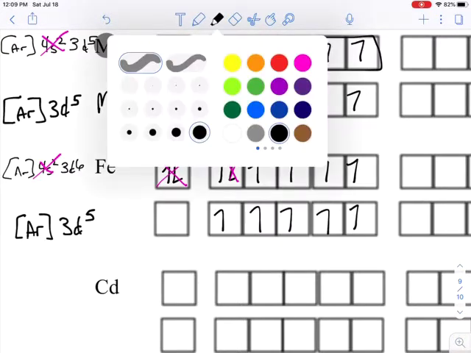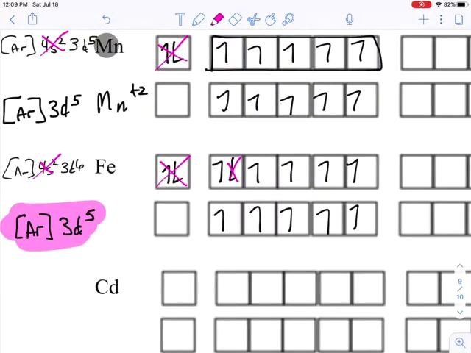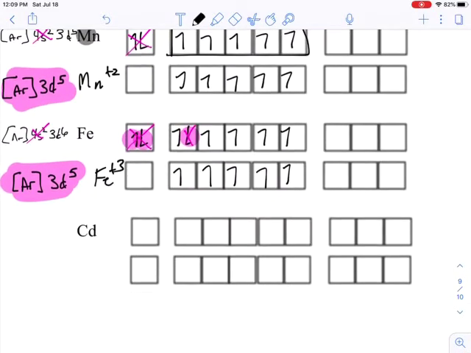which is now argon 3D5. Oh, by the way, doesn't that look familiar? Argon 3D5 was the same answer that this guy went to, except that in order to get to that notation, the iron had to lose 1, 2, 3 electrons to do it. So the iron likes to go to a plus 3 charge rather than a plus 2 charge. So the most common oxidation state or charge for iron is typically the plus 3 charge.